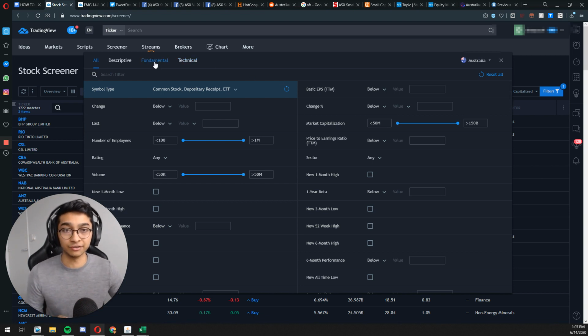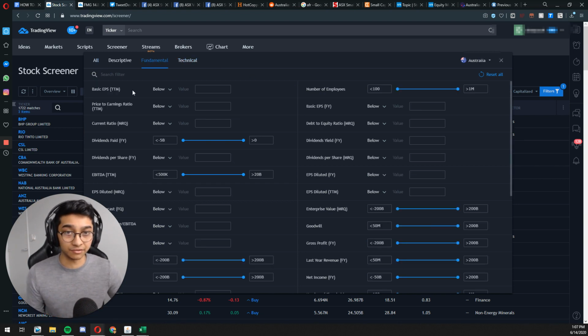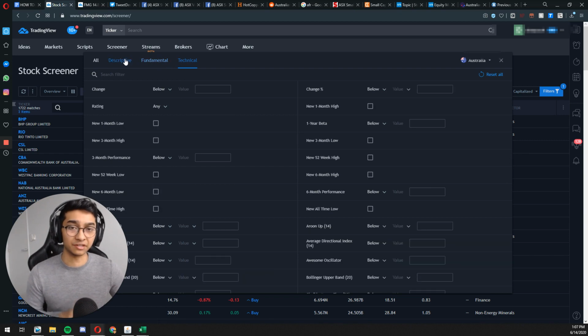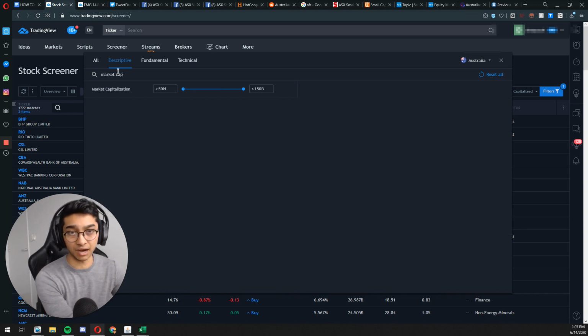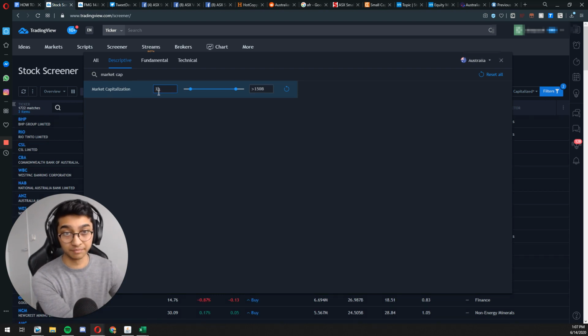I would say to shy away from the fundamental sort of descriptive choices here, just because they don't really work. Once again, this is a computer generated, automated platform and tool. So a lot of it's not updated to the company's filings. And so these won't be so accurate, but I usually use the descriptive and technical filters that you can do. And so the first thing I like to do is probably filter the market cap. I don't really like trading small, so I look for maybe 1 billion minimum.